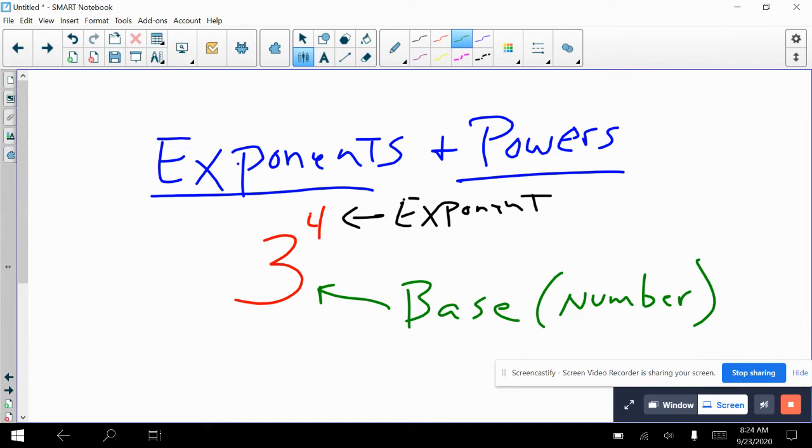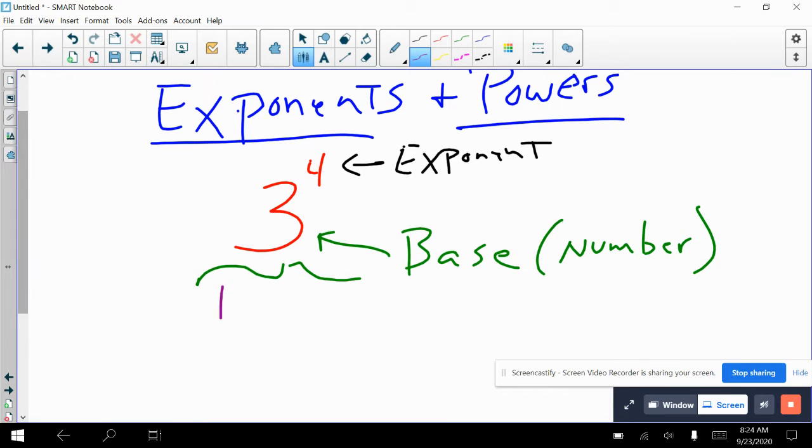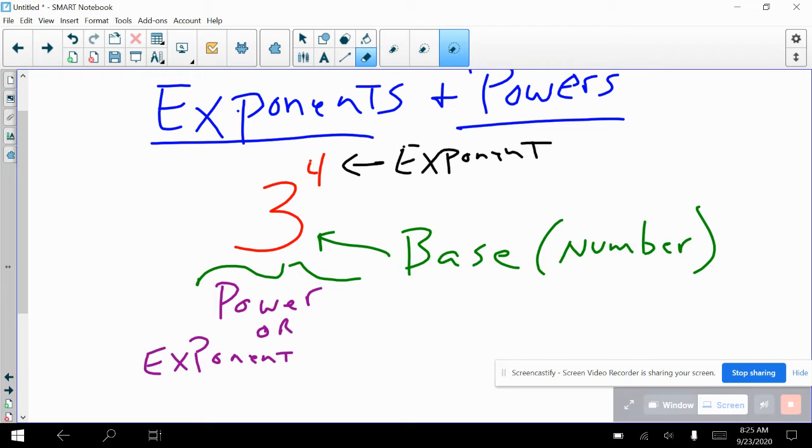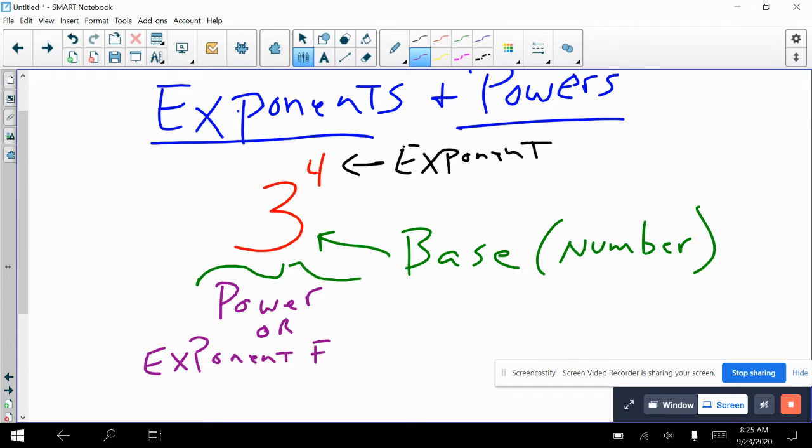Now, what do we call all of this together? The 3 and the 4. That has a term. It's called the power. That's what that is called. Or exponent form.